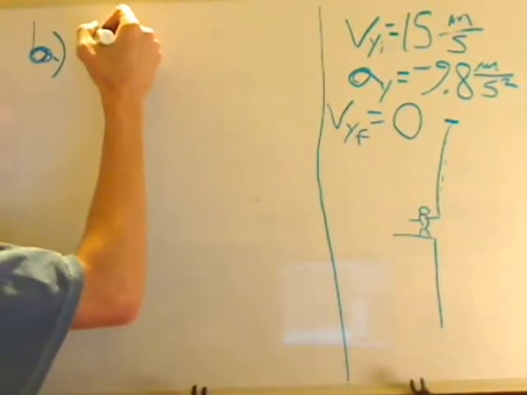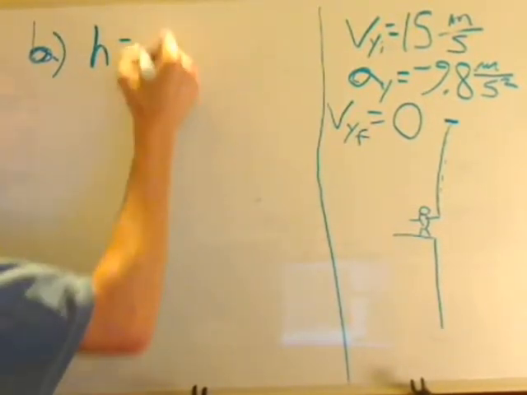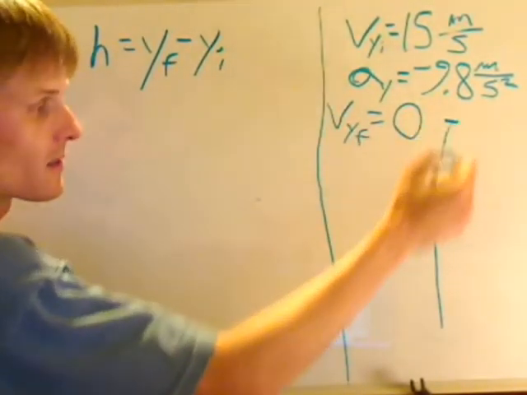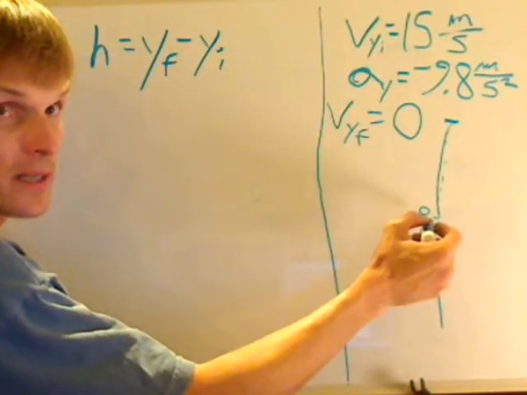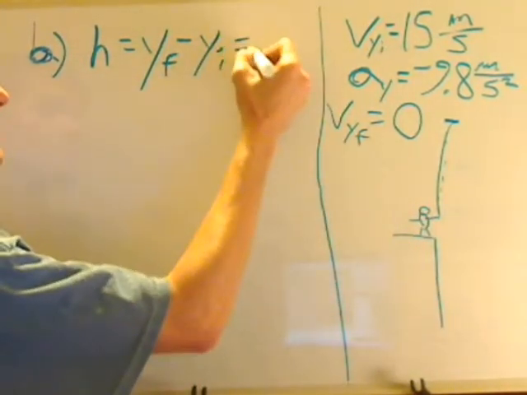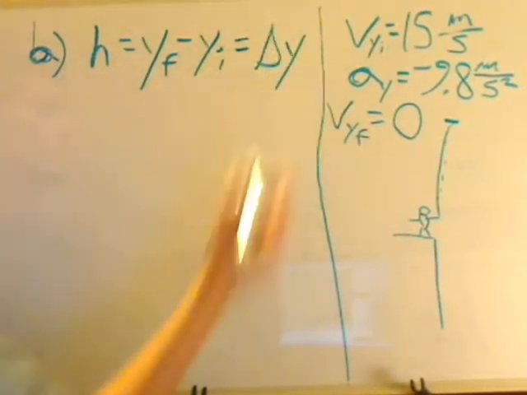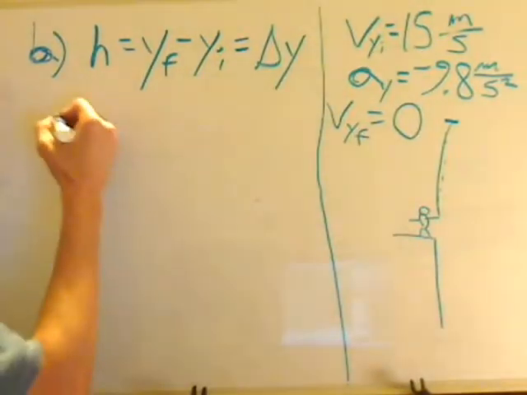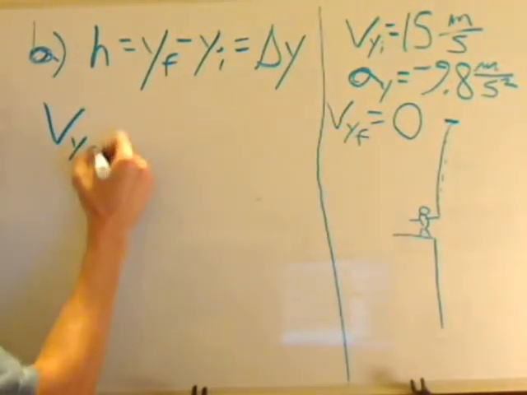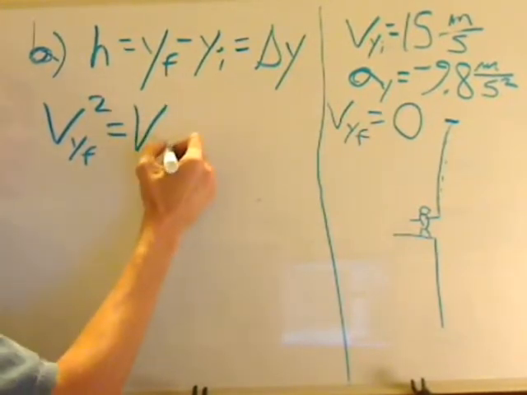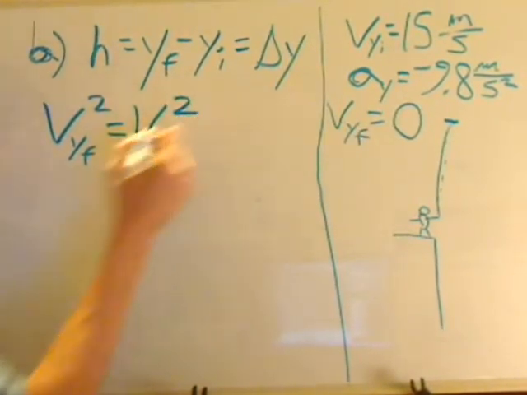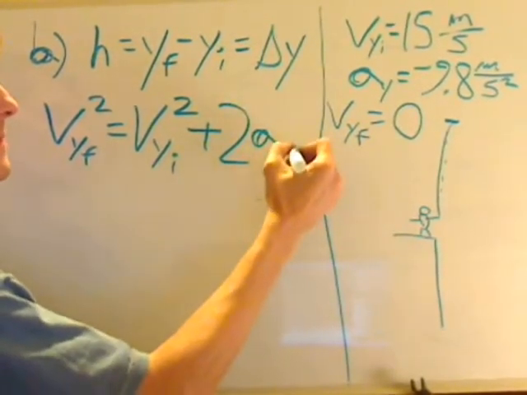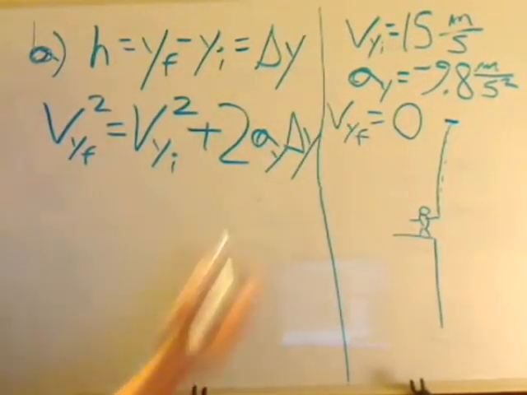In part B, we want to know the maximum height. So we now want to know the height, or basically y final minus y initial. Here's our final y height, here's our initial y height. So that's delta y. Going through our list of equations, the one that works best is this one. Remember, this is all in terms of x, the way we've had it so far, but it works just as well if you substitute y in there: Vy final squared equals Vy initial squared plus 2 times the y acceleration times delta y.